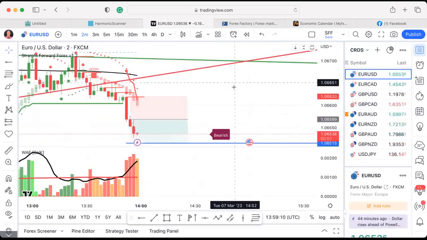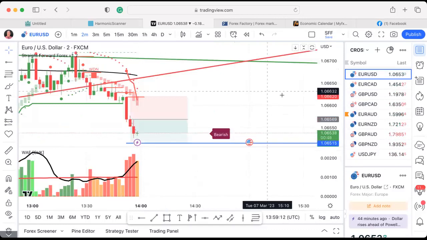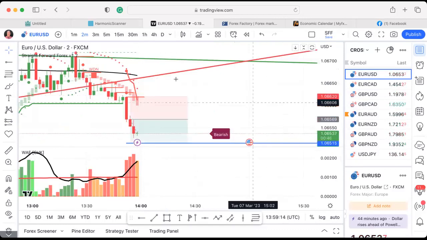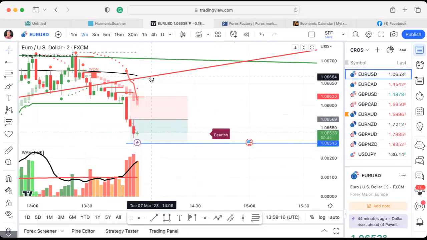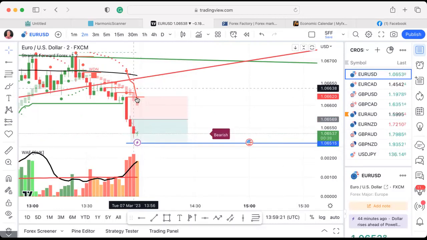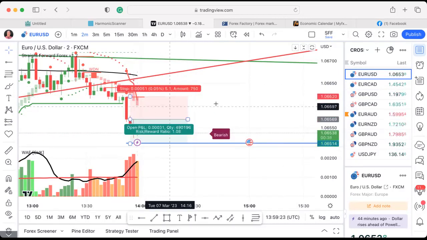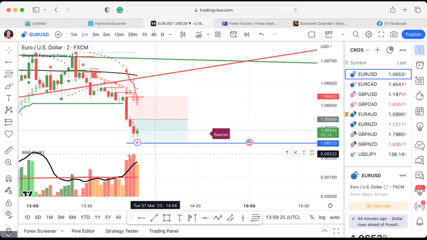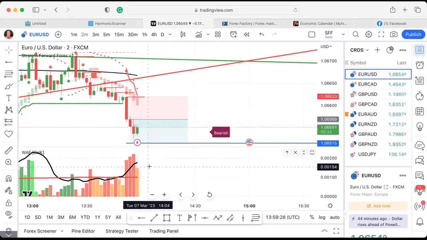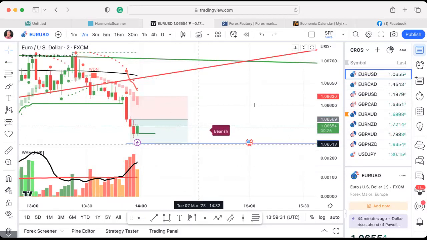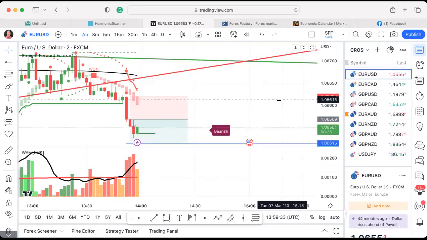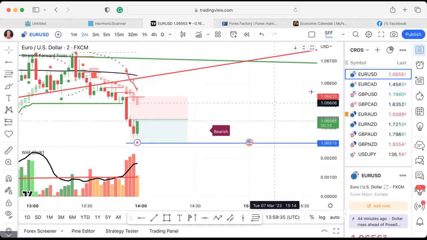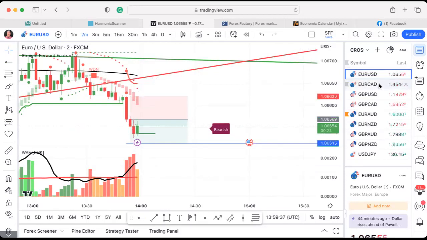Still hasn't made it. We're below the red line. We've got a wave down. We've got super trend, red super trend pointing down. And this is saying we should be in for a sell. We'll leave that. Look at euro card.